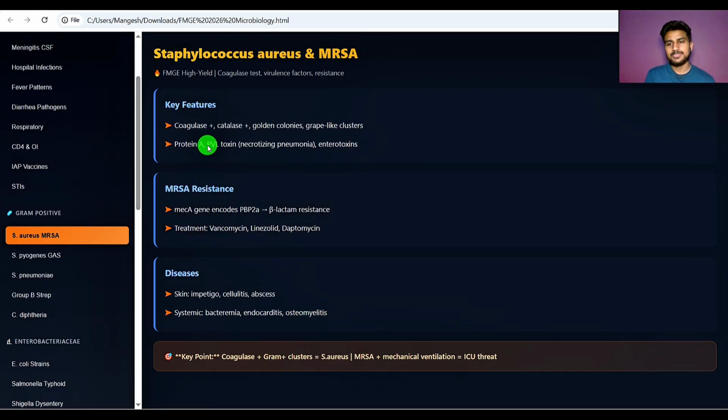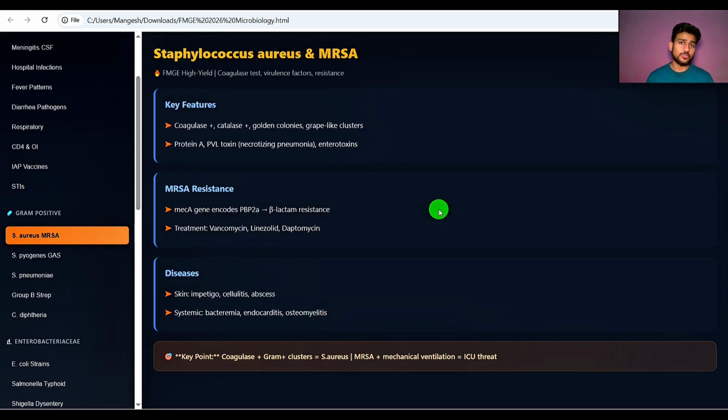The diseases that are caused by Staph aureus, the skin diseases are impetigo, cellulitis and abscess, and the systemic diseases are bacteremia, endocarditis and osteomyelitis. There is something more that I want you to remember. In this case, MRSA, as we all know, that Staph aureus causes native valve endocarditis.